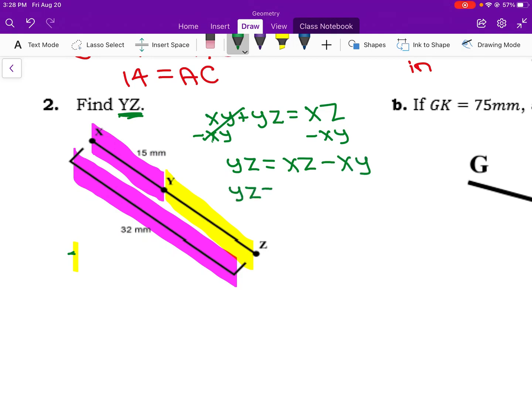And that means I need to substitute my values in. So line segment XZ is given to me as 32, right? This is the full length right here. Line segment XY, this little guy here, is 15. So I'm just taking 32 minus 15. If I subtract the two, I will get YZ equals 17. And notice that we'll work with millimeters because that was what was given to us. All right, so sometimes we do have to rearrange for our line segment of interest.